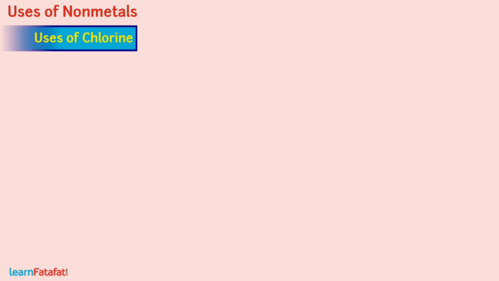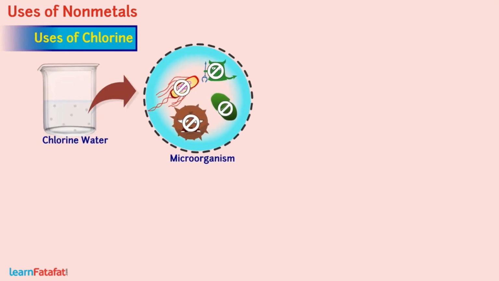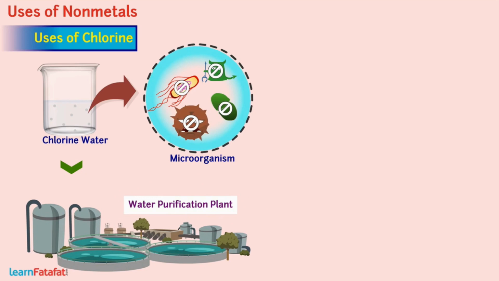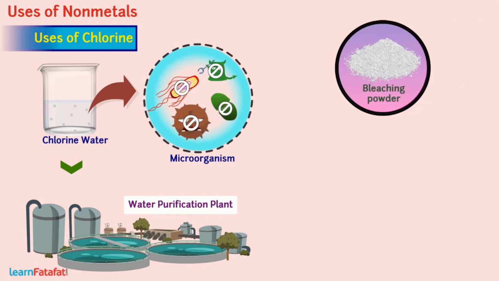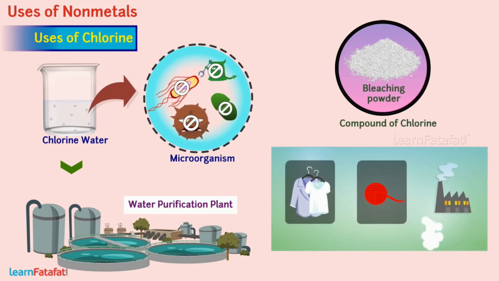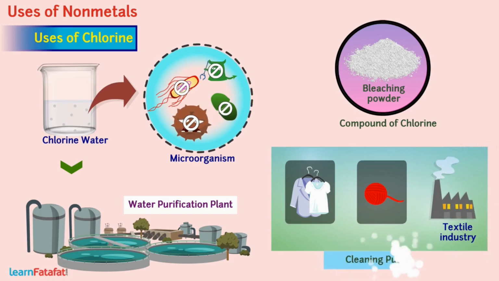Uses of chlorine. Chlorine has the ability to kill microorganisms. Therefore, it is used for purification of water. Bleaching powder, which is a compound of chlorine, is used on clothes, wool, and in the textile industry for cleaning purposes.